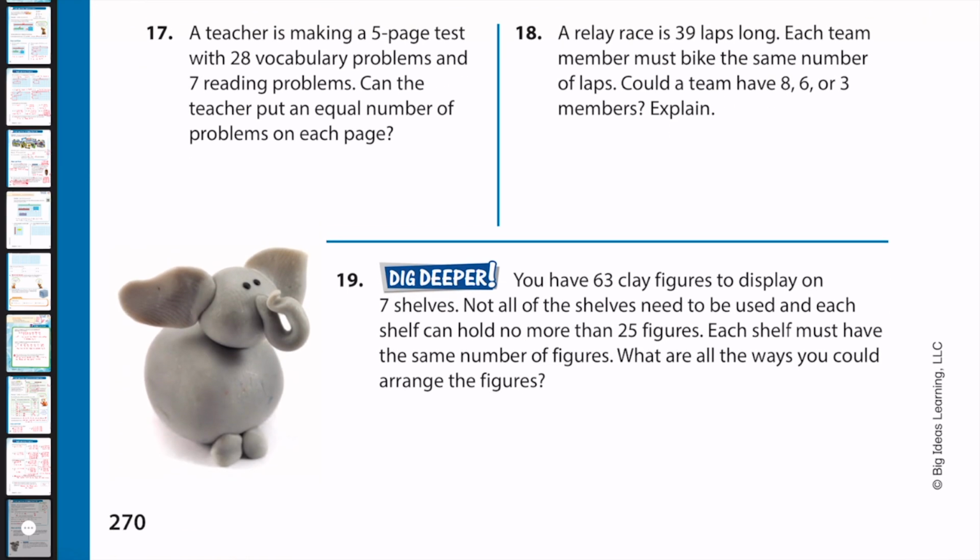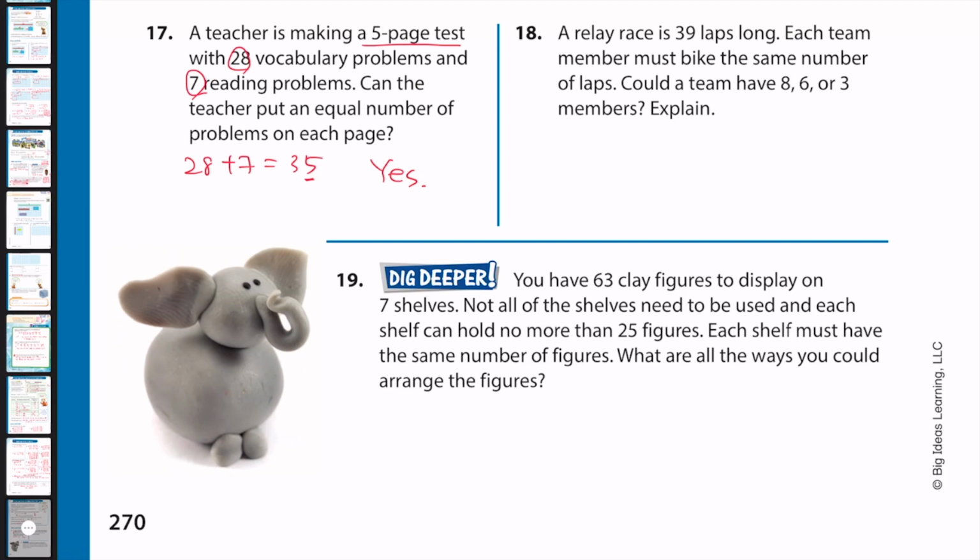Next, a teacher is making a 5-page test with 28 vocabulary problems and 7 reading problems. Can the teacher put an equal number of problems on each page? So the teacher is making a 5-page test, and the problems are going to be how many? 28 plus 7, which is 35 problems. Can the teacher put an equal number of problems on each page, you think? Yes, because it ends with 5. It's divisible by 5.